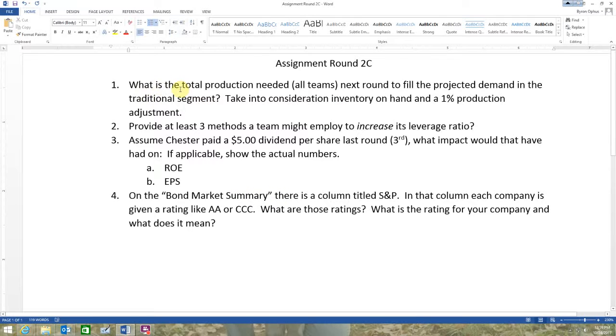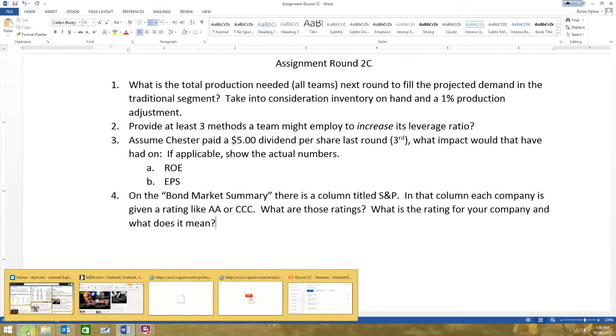What is the total production needed, all teams, next round to fill the projected demand in the traditional segment? Take into consideration inventory on hand and a 1% production adjustment. And let me add, that should be just for those teams, the inventory for those products that are currently listed as traditional. And what do I mean by that?